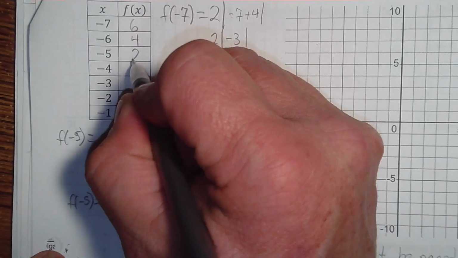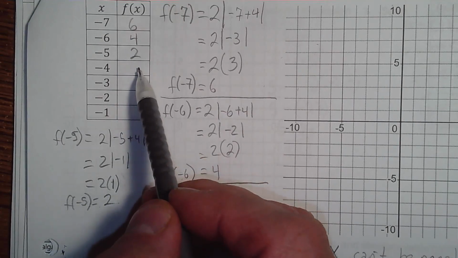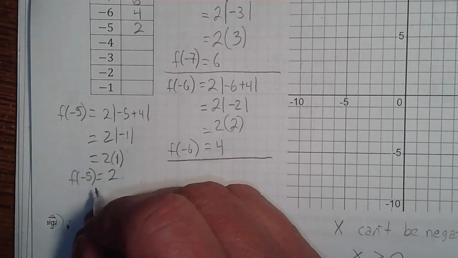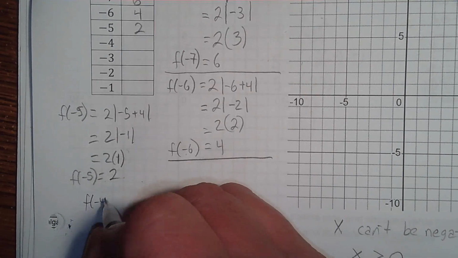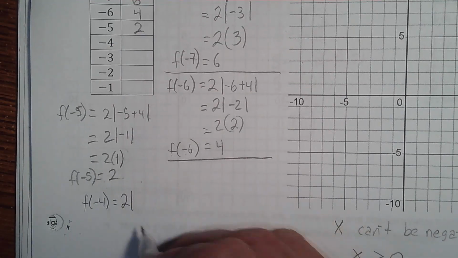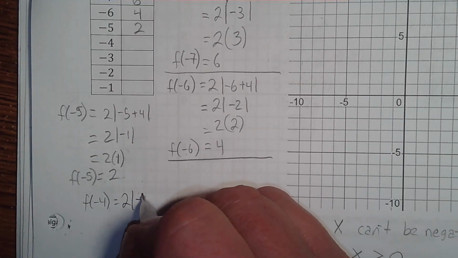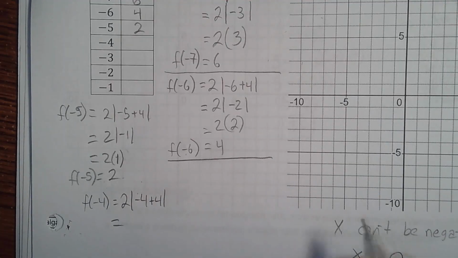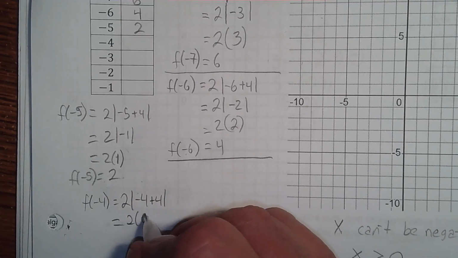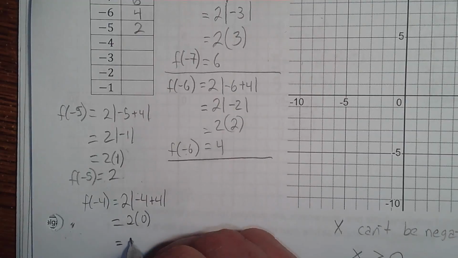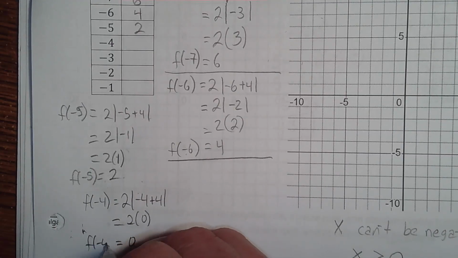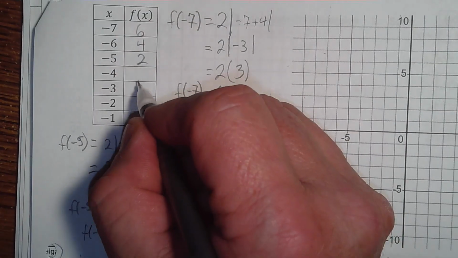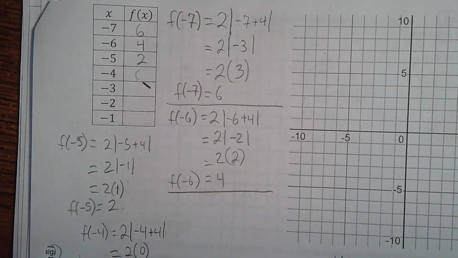So we have -5, 2. Now it looks like you might start to see a pattern. We'll want to be real careful with this though. Let's go ahead and do f of -4, which is 2 times the absolute value of -4 plus 4. -4 plus 4 is 0. So this winds up being 2 times 0, which is 0. So f of -4 is 0. And we can add 0 to our table. Oh, broke my pencil lead.